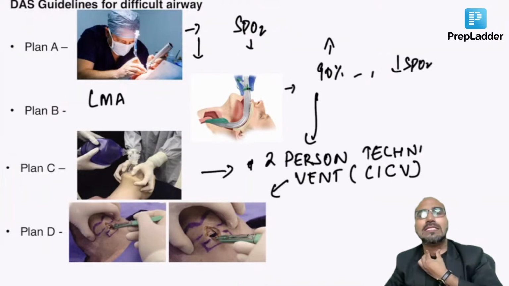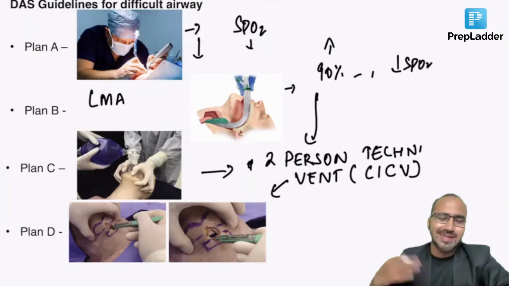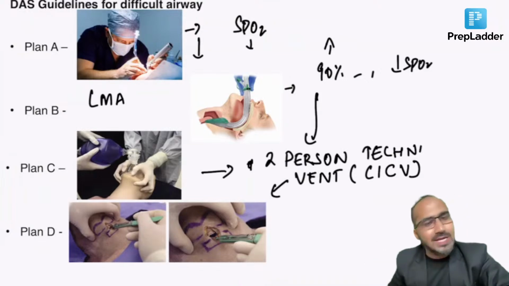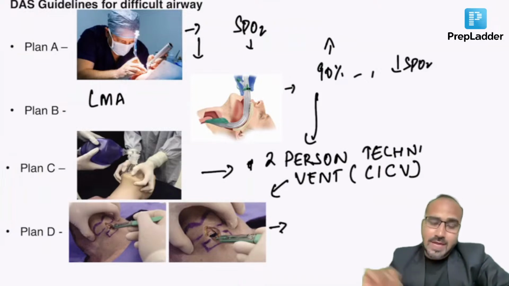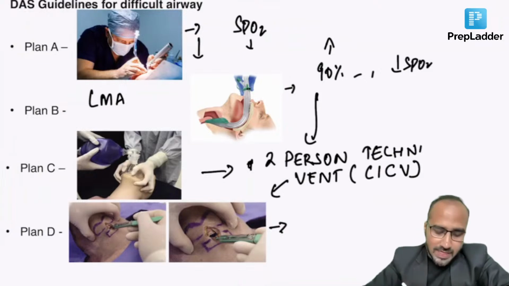With the help of the laryngeal handshake, you will find the cricothyroid membrane and give a stab incision. You basically introduce the bougie and introduce a tube through the opening. So that is emergency cricothyroidotomy. That is plan D. So that is the difficult airway guidelines, guys. Okay, that's the difficult airway guidelines.